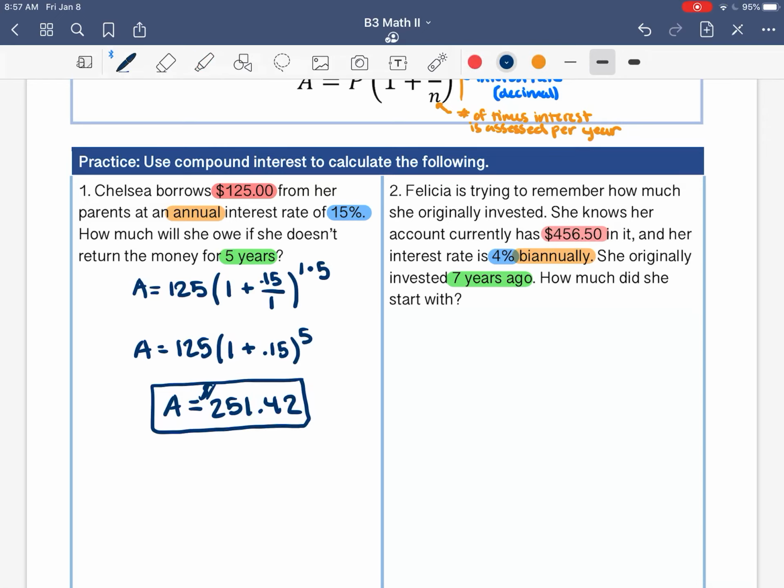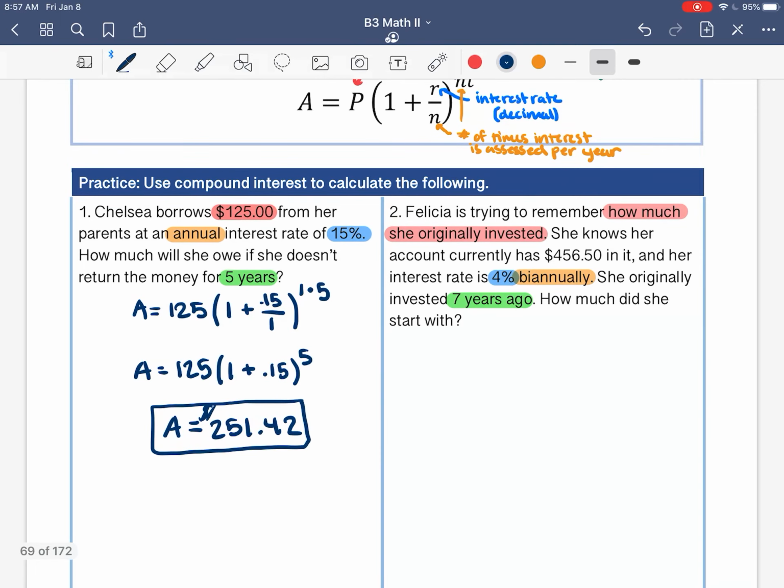So I want to, actually no, that's not. It is not how much she originally invested, that's how much she has now. And she's actually trying to figure out how much she originally invested. So this problem is going to be a little bit different because we actually have the A in our formula, we have this one, but not the P. So we have what the amount is currently and not what it was originally.